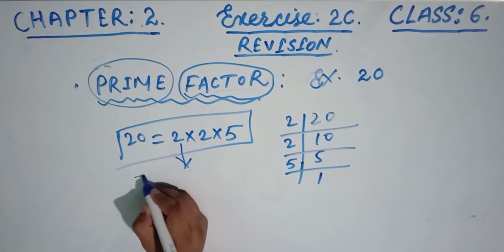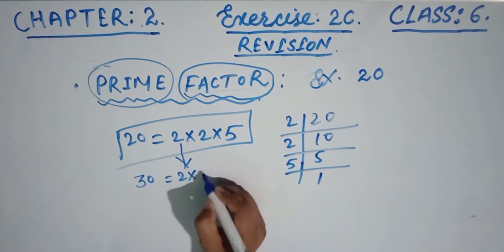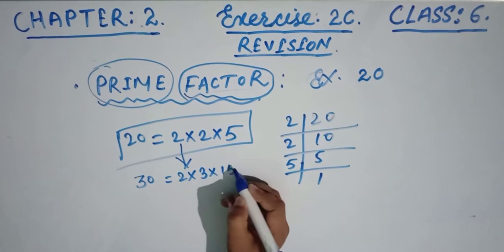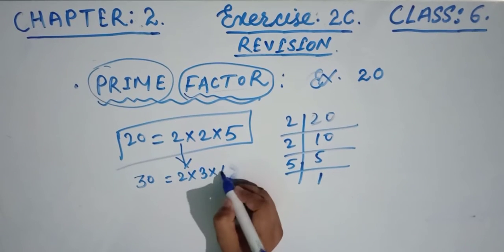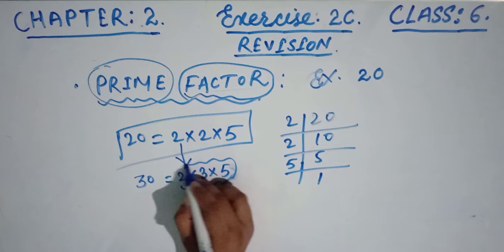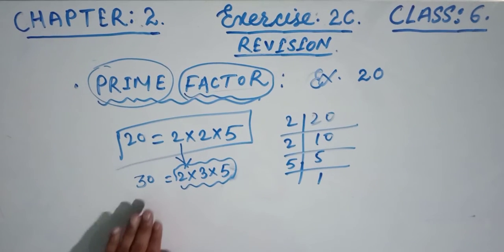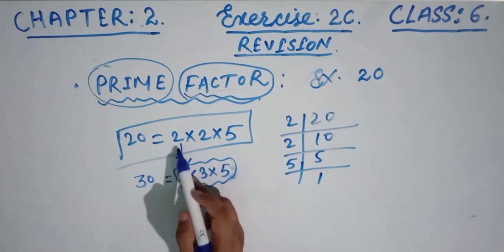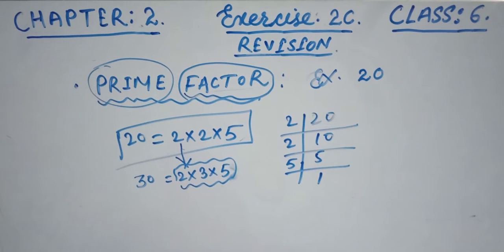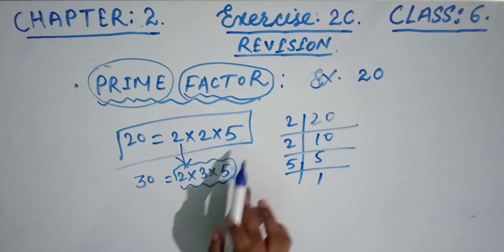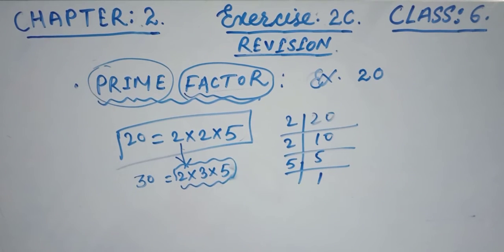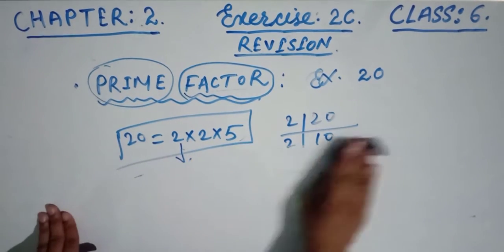Similarly the prime factors of 30 are 2 multiplied by 3 multiplied by 5. If you multiply all these three numbers, we get 30. Similarly after multiplying those three numbers, we get 20. So these are the prime factors. The prime factors of 20 are this, and the prime factors of 30 are this. Okay, I hope you understand.